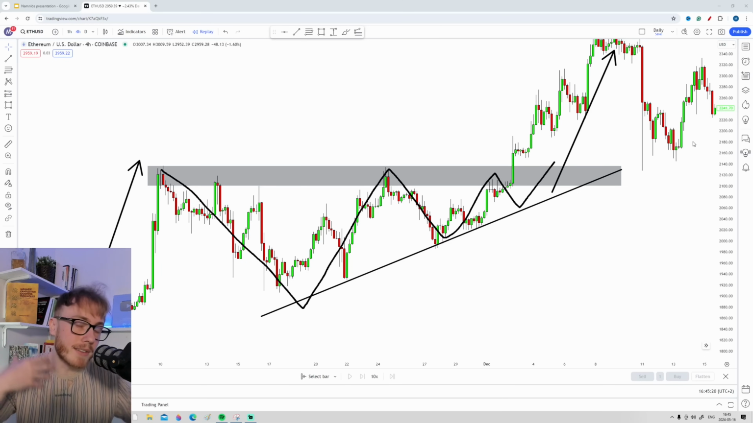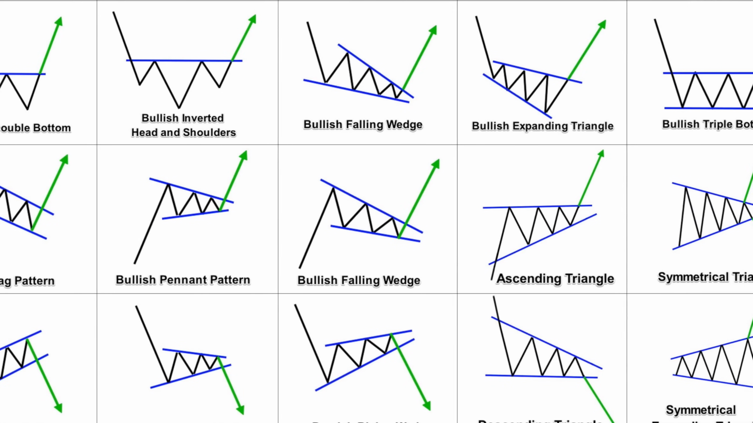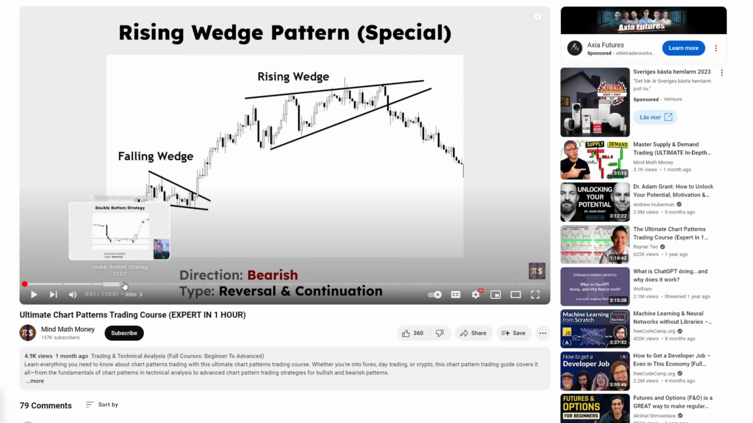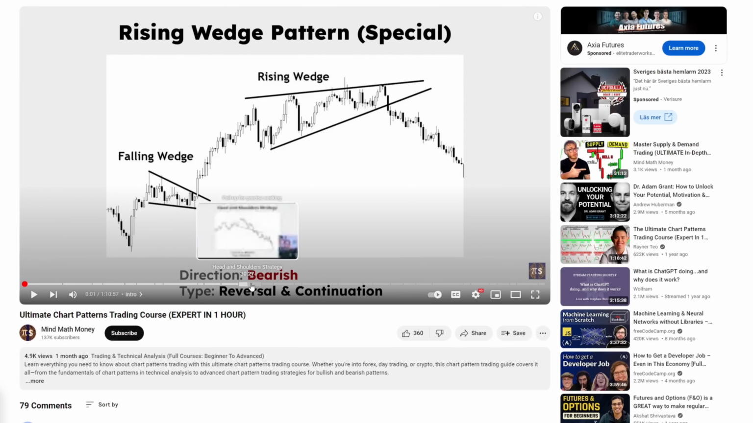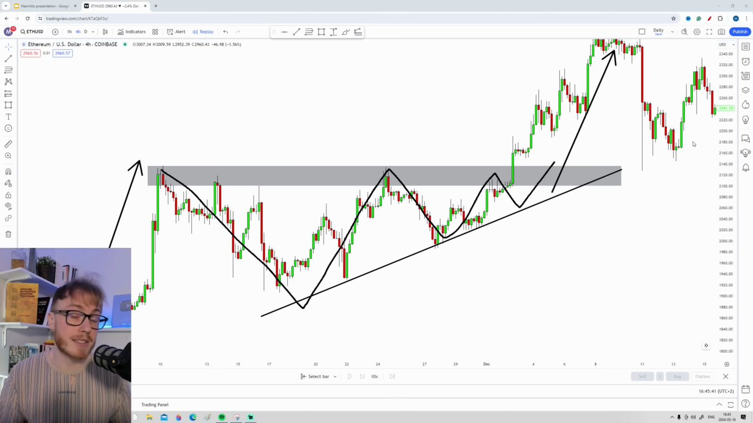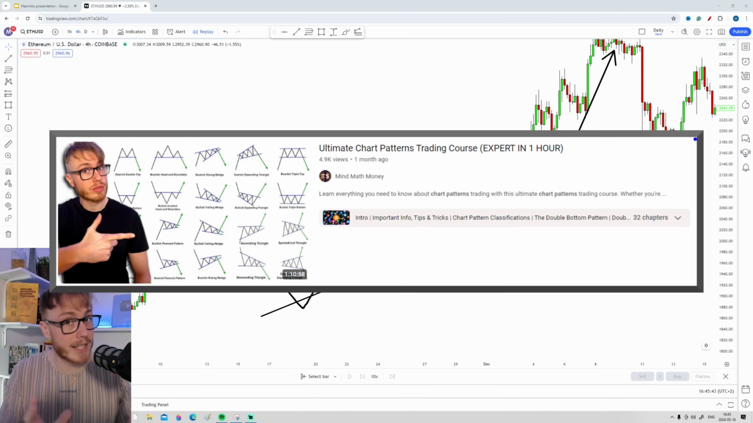So if you really understand the principles of support and resistance, you will automatically understand chart patterns much better as well. And by the way, guys, I have a full trading course about chart patterns. So if you have the time, I highly recommend you check that course out.